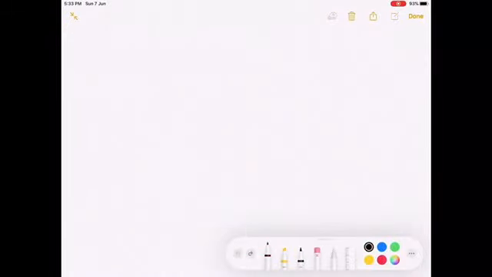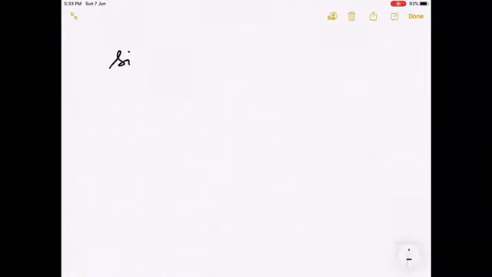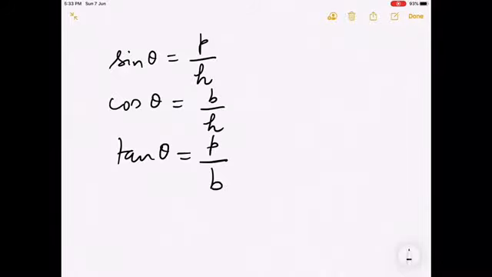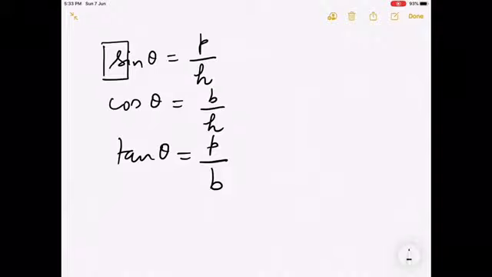So these are the three ratios which we have to consider at first: sine theta, cos theta, and tan theta. I'll just write down here once again: sine theta is equal to perpendicular upon hypotenuse, cos theta is equal to base upon hypotenuse, and tan theta is equal to perpendicular upon base. Now how to remember this? How to remember that sine theta is perpendicular upon hypotenuse, cos theta is base upon hypotenuse, tan theta is perpendicular upon base?